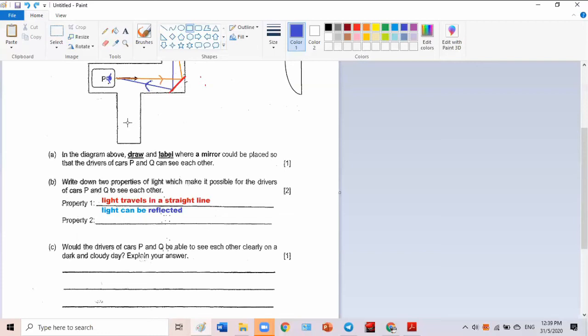Get it or not? Depends on the situation, but light always travels in a straight line. Right?